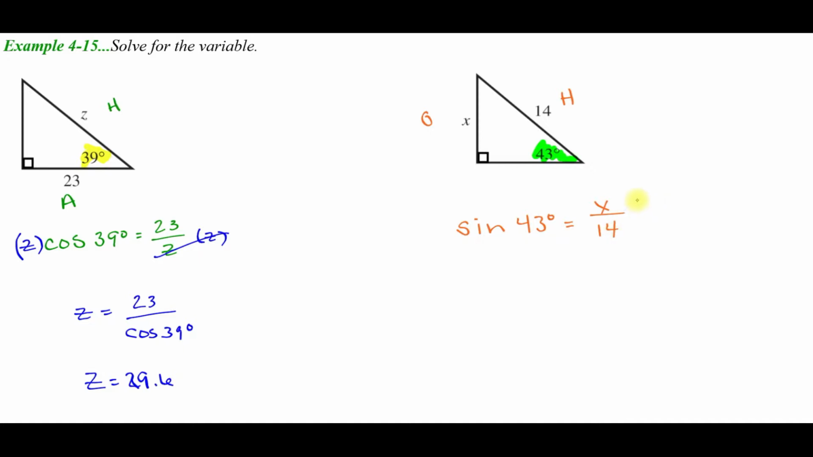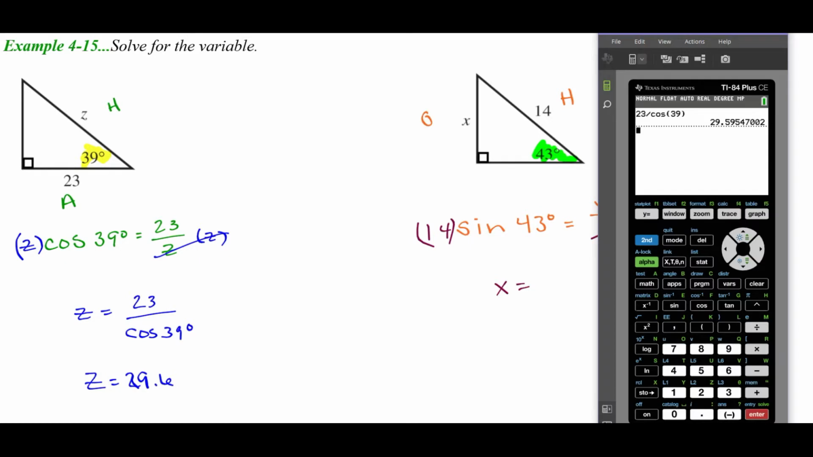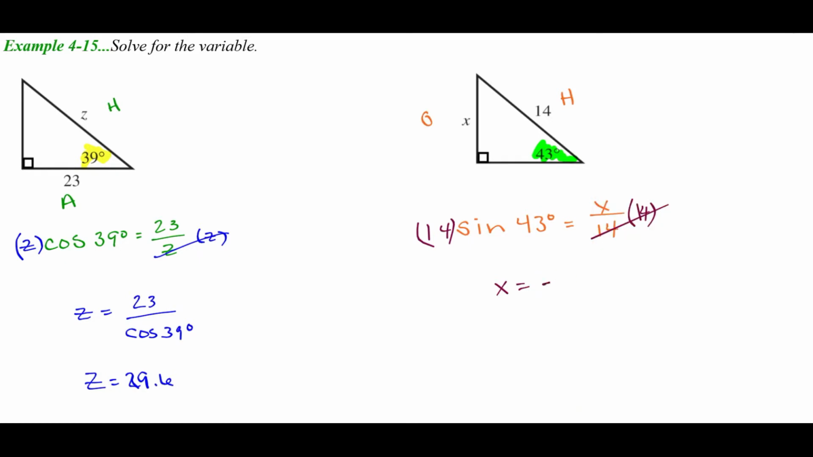So here we're going to multiply both sides by the denominator again. So we'll multiply both sides by 14 here. That does isolate my variable. So we just get x equals 14 times the sine of 43, and we get about 9.5.